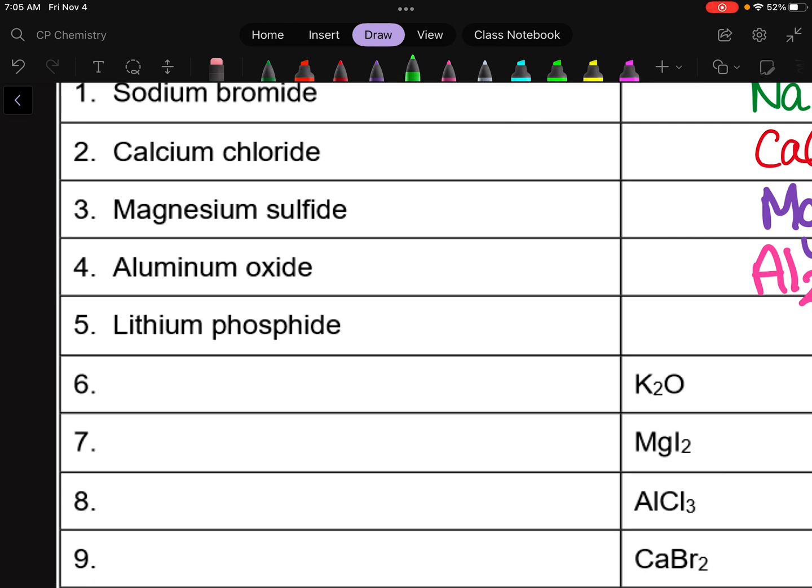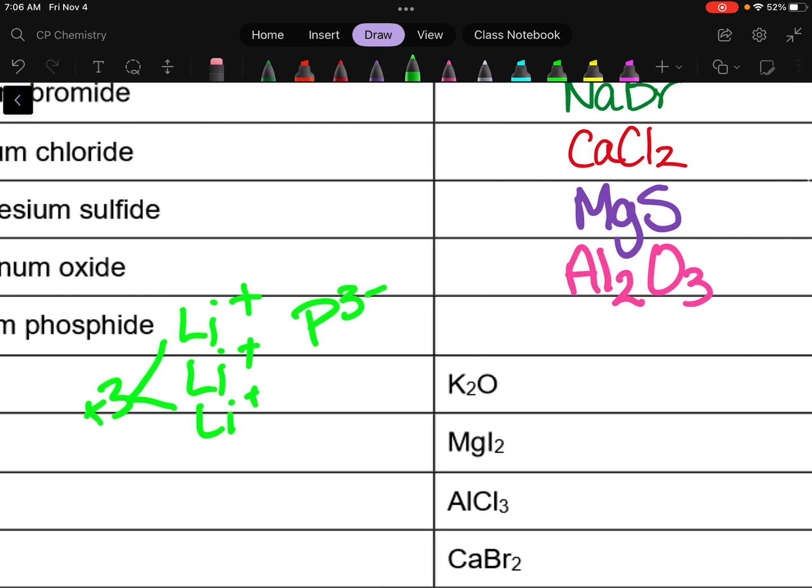And the last one is lithium phosphide. Lithium is in group 1, so it's +1. Phosphide is phosphorus. It's in group 15, so it gets a -3 charge. So 1 and 3, we need 3 lithiums to make a +3 to cancel out the -3. So our formula is Li3P.